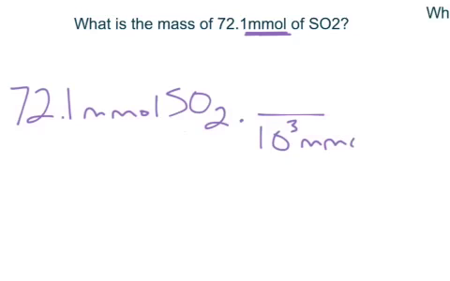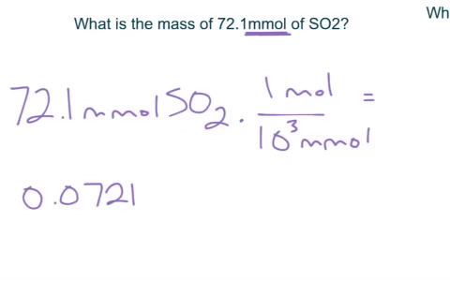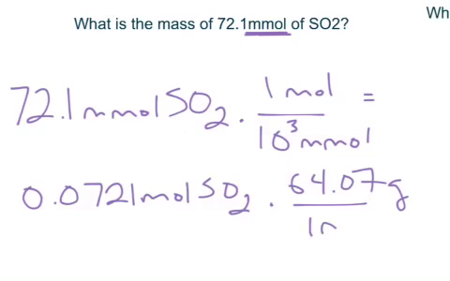This is a millimole. This is a regular mole. So the first thing that's going to happen is we're going to move the decimal place and realize that we're talking about only 0.0721 moles of SO2. The next step is to actually do the mole conversion. Sulfur dioxide weighs 64.07 grams per mole. And then you multiply to solve.